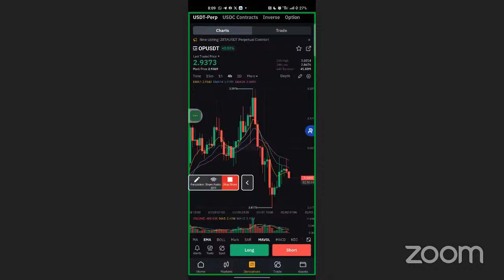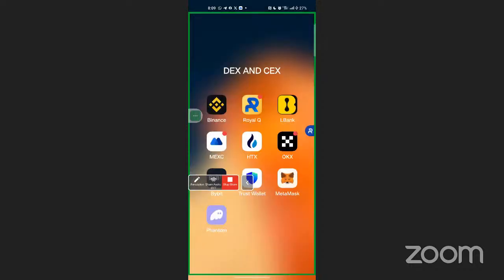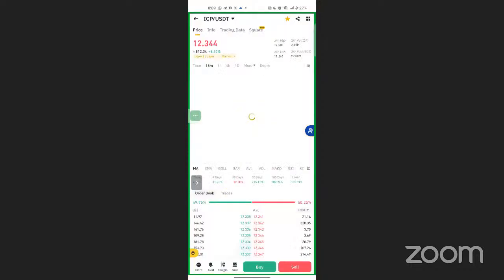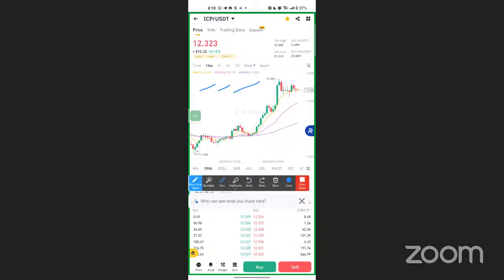For another sample, I'll go back to Binance. Another time I tapped on the simple moving averages, and now I want to do the exponential moving average. They're still the same, okay? I hope you could see 99, 25, 7. It is the same with Binance, and the same with RoyalQ.